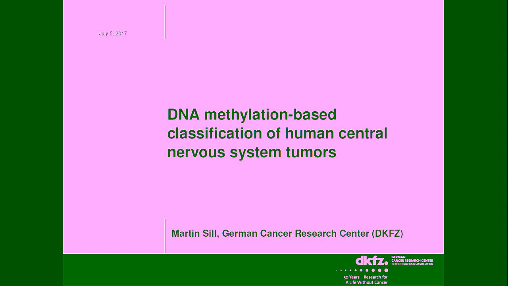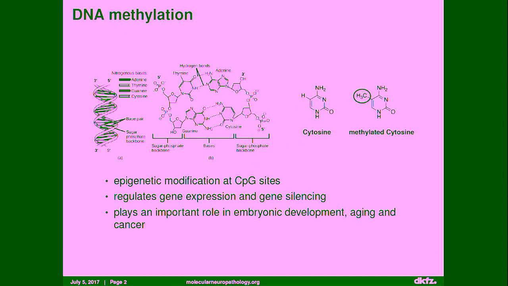DNA methylation is the attachment of a methyl group to a cytosine base, followed by a guanine base at so-called CpG sites in the genome. DNA methylation is known to regulate gene expression and gene silencing, and it plays an important role in embryonic development, in aging, and in all kinds of diseases like cancer.